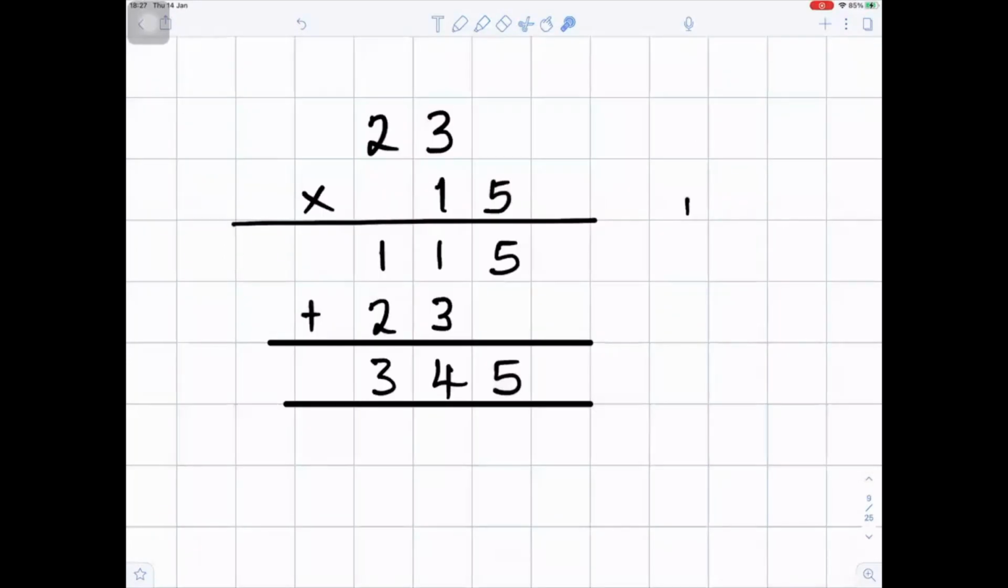Or you can do it this way. 3 times 5 is 15. 5 and carry 1. 2 times 5 is 10, plus the 1 you carried is 11. 3 times 1 is 3. 2 times 1 is 2. And then you add them. 5 add nothing is 5. 1 add 3 is 4. 1 add 2 is 3. So you get 345.